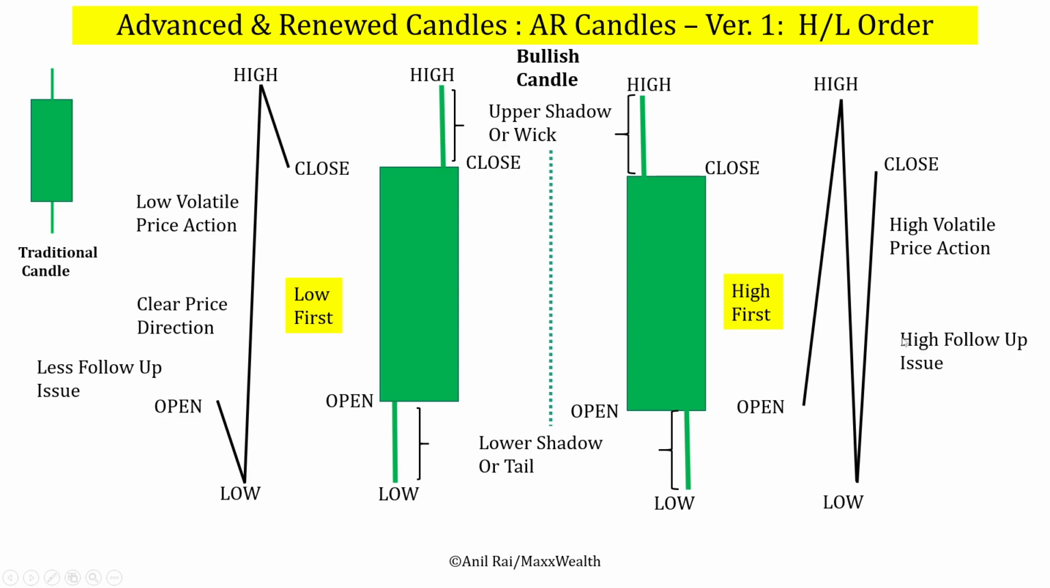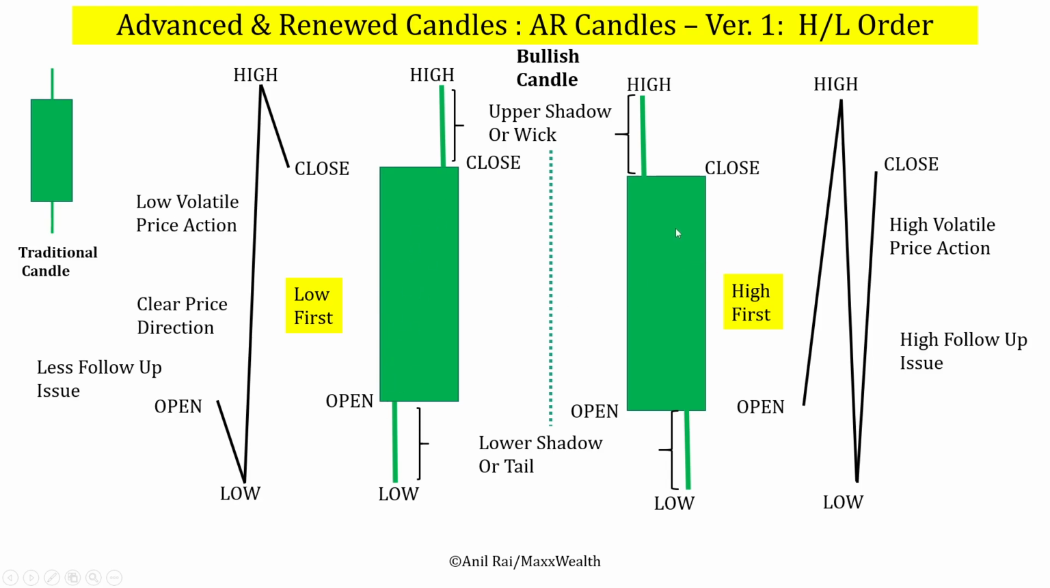And if the scenario is different, when the high has been made first and the low has been made later, what will happen? This is the open, makes a high, and then makes a low, and then makes a close. You can see both have an upper shadow or wick, but since the priority is different, you can see by looking at this candle that this candle has very clear price direction. This candle shows that yes, follow-up probability is more. There is less follow-up issue with this, high follow-up probability. And here the price action is less volatile. You can decide by looking at this.